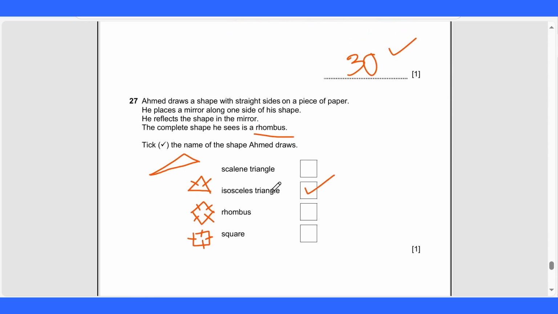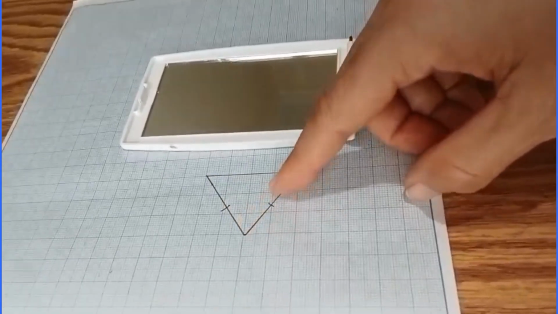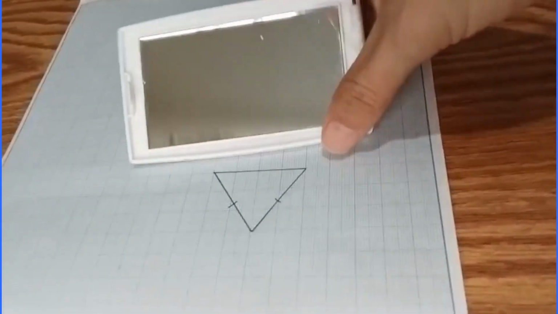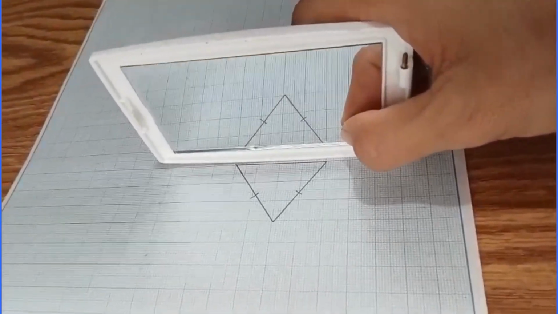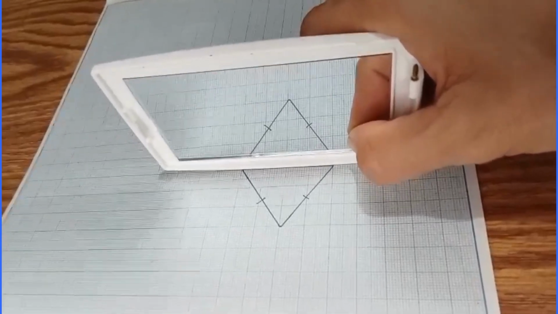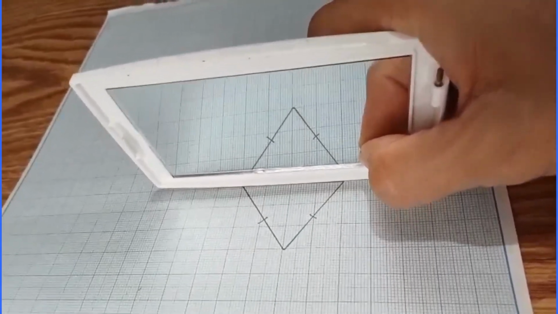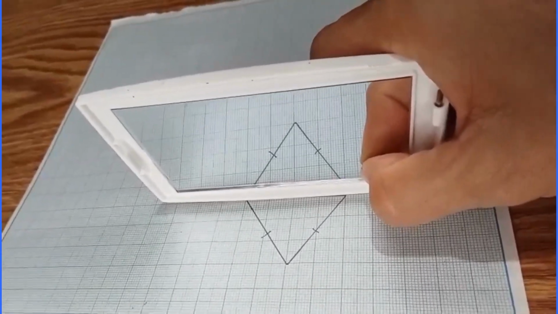Please pay attention to the video that will be shown to you. Alright, it's an isosceles triangle, and we put a mirror to one of the sides, and then we see that it will actually produce a rhombus. Alright, I hope it's clear. It has all 4 equal sides, then that is a rhombus.